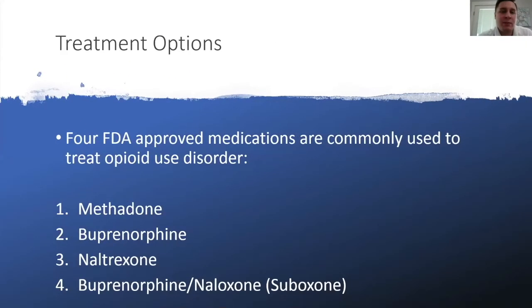About treatment options available for opioid use disorder: there's methadone, buprenorphine, naltrexone, and buprenorphine and naloxone, which is also called Suboxone. It's actually the focus of this study. With these treatment options, we'll move on and start talking about each of these individually.